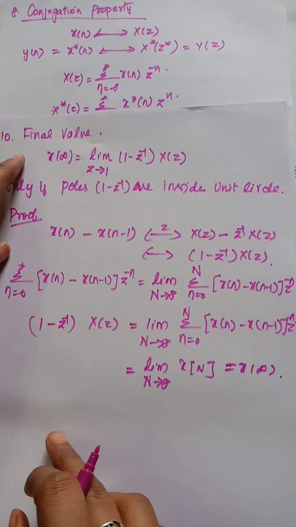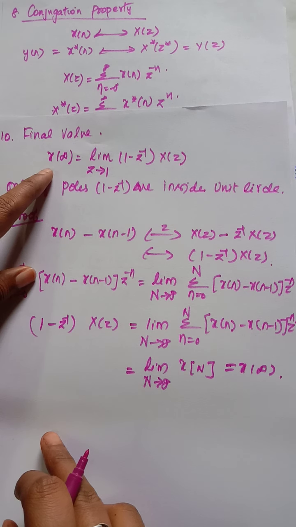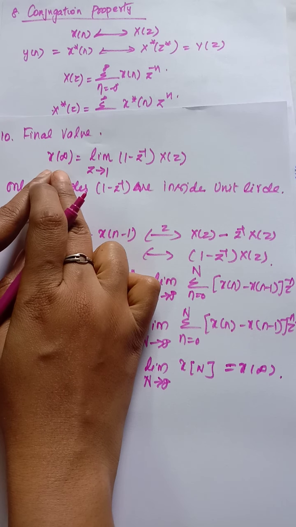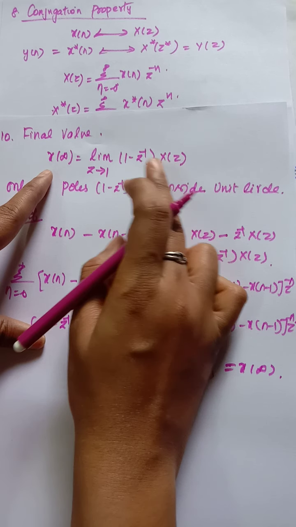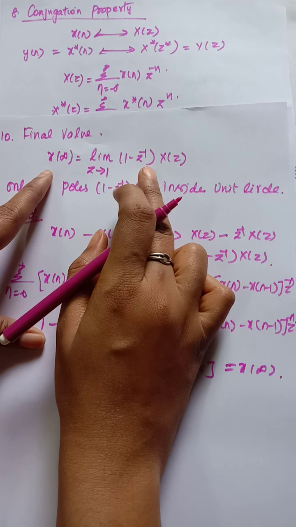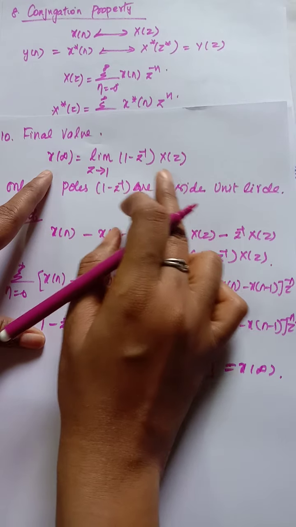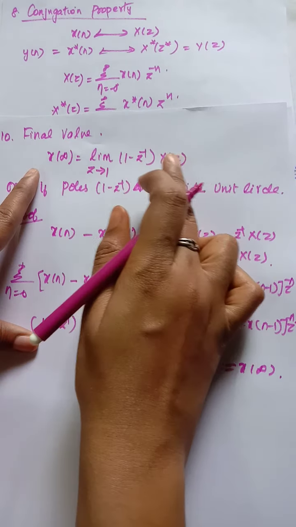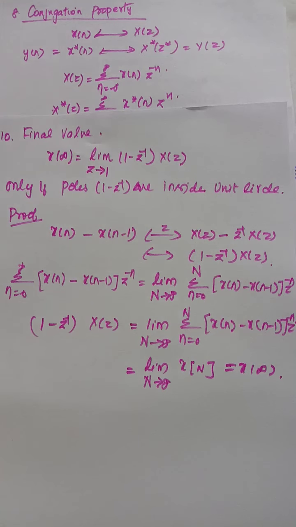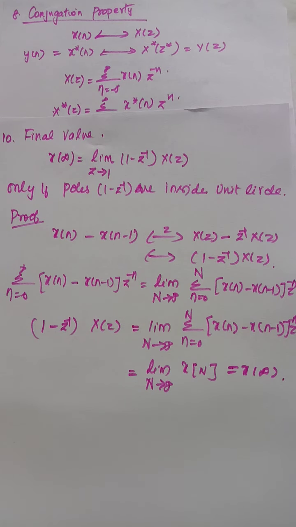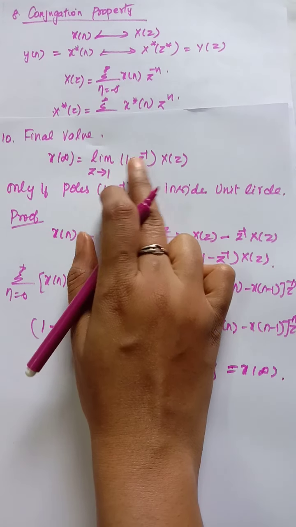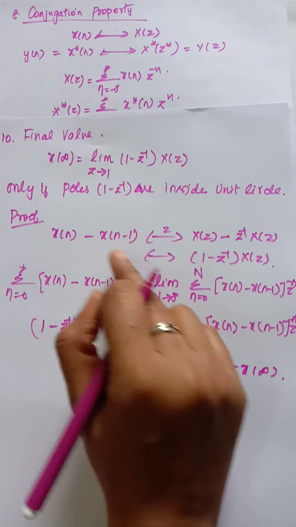Finally, the final value theorem. We need to find x of infinity. How will you find x of infinity? For that signal, first you need to find x of z, then multiply with 1 minus z inverse and apply z equal to 1 in the z domain. If we do this operation in the z domain, we will get x of infinity. This condition will exist only if the poles of 1 minus z inverse times x of z are inside the unit circle. So I am going to prove this. Here I am having 1 minus z inverse.